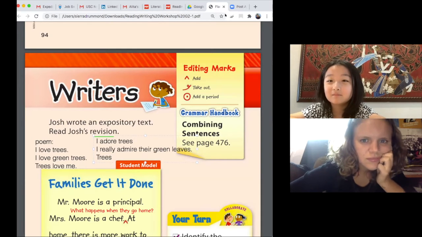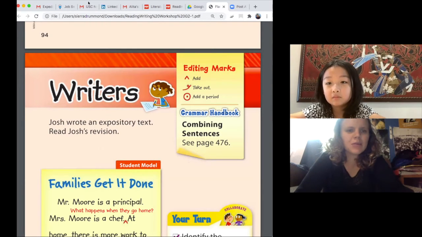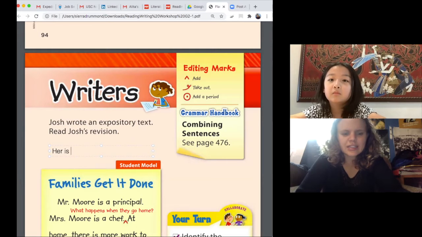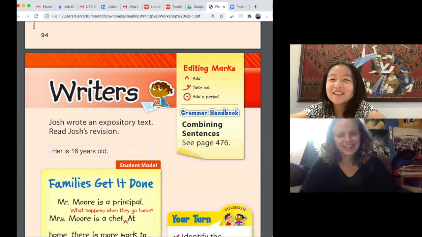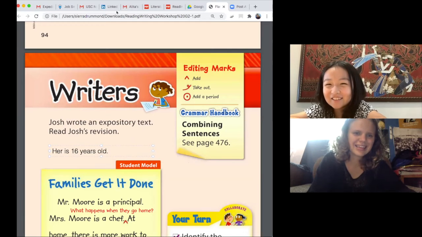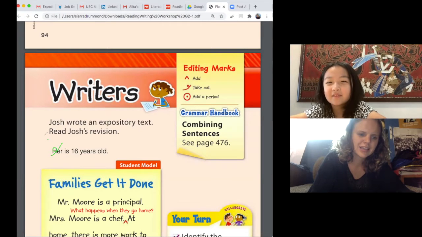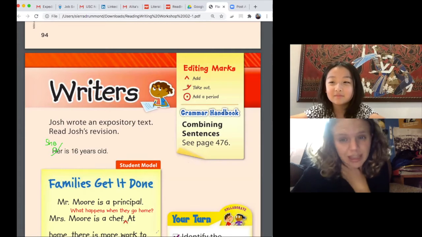For example, maybe I wrote the sentence, her is 16 years old. She is 16 years old. Exactly. So you would say, take this out and write she. Write she instead. So this is a revision. Okay, so that's a revision. That's fixing it.